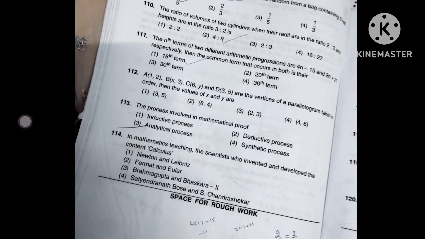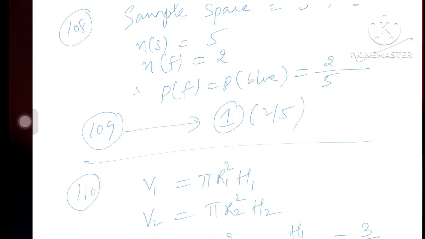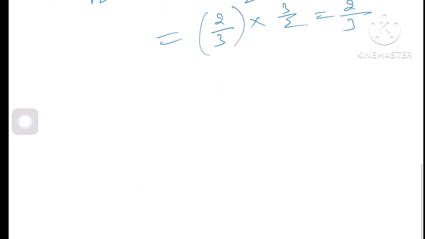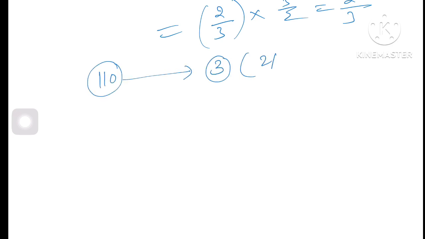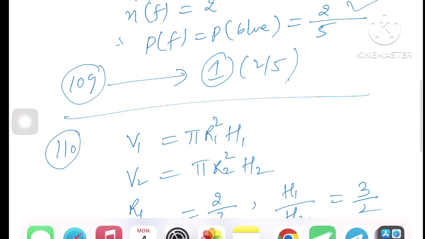Let's see which option we are going to get. That is third option, that is 2 by 3. The correct option for question number 110 is the third option, that is 2 by 3.